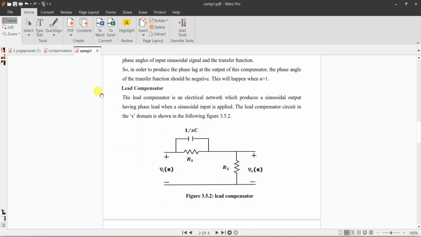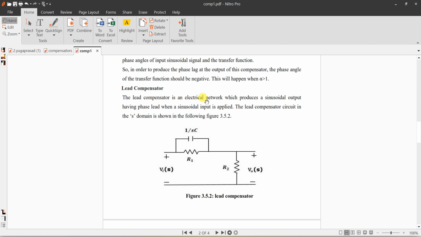In the lead compensator, the capacitor, instead of being in series with R2, is connected in parallel to R1. So this is a lead compensator.